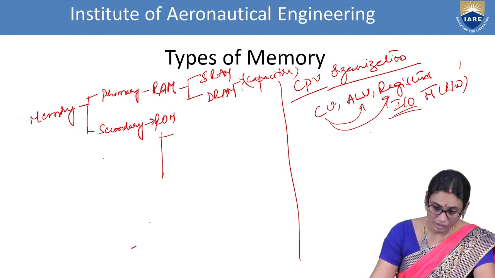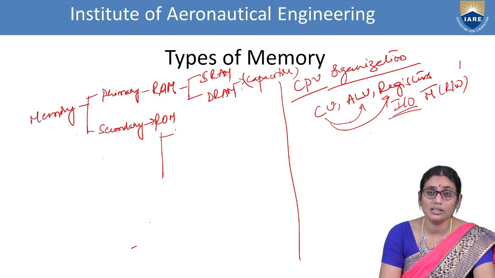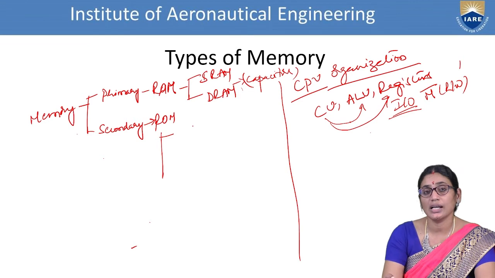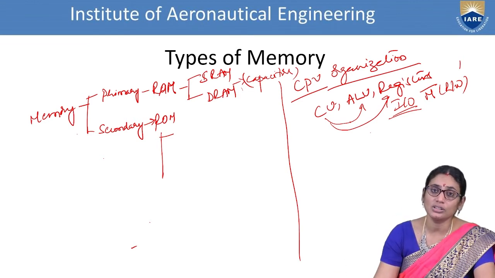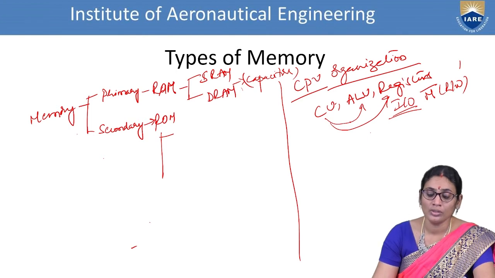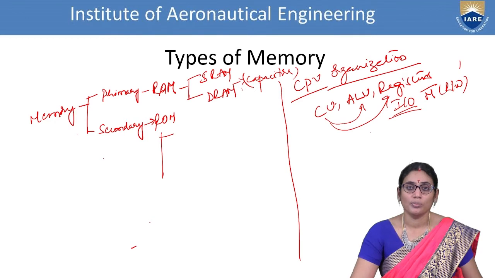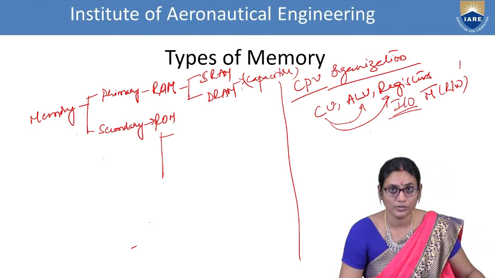Now, the next one is secondary memory. ROM is one of the classifications. The basic idea here is to hold a larger amount of information for a longer time. In order to do this, we need to run a data writing operation. Once the data is written, it cannot be erased back. So this is the context of a ROM.